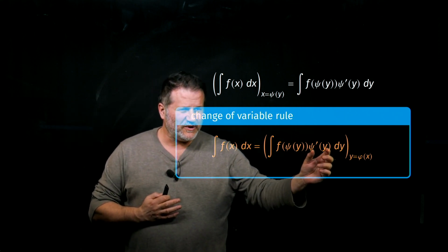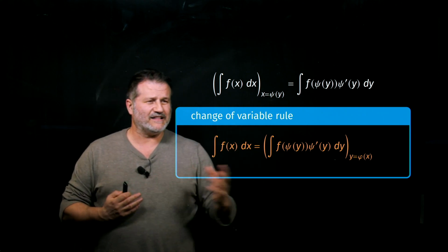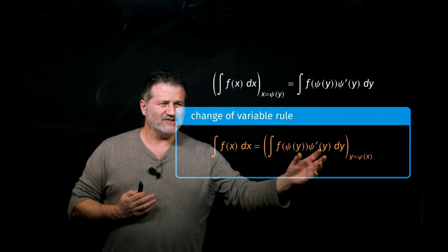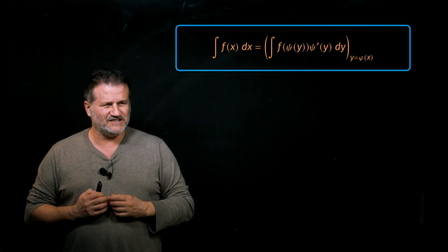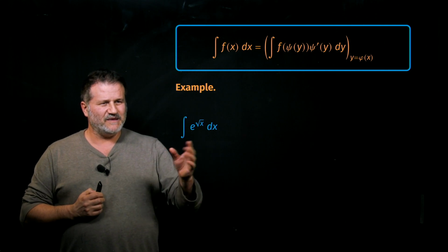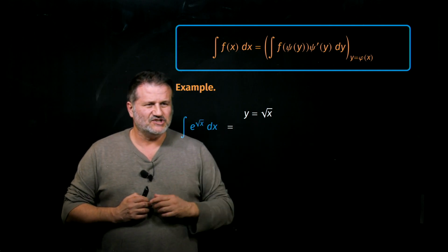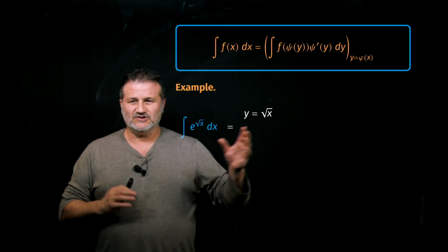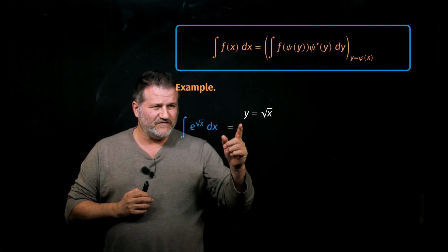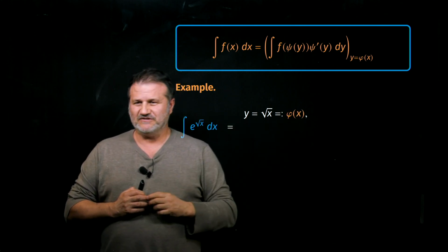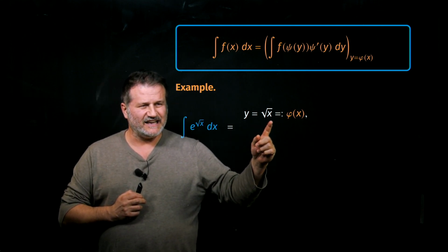And now the second point is this coefficient. This coefficient is the important part of the change of variable formula because it was just what was missing in the initial idea. So let's see how it works in an example. Let's go back to the primitive of e to root of x and introduce the change of variable y equal root of x. So this is y as a function of x, new variable as a function of old, so that's the function phi.